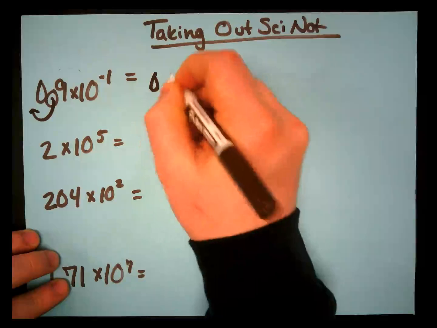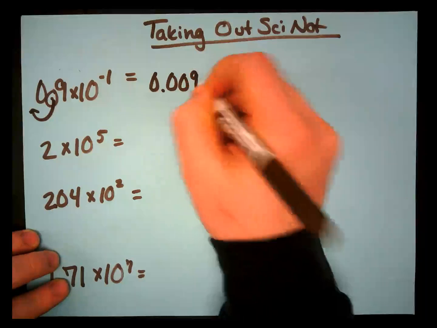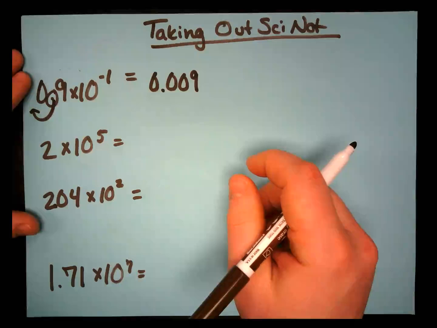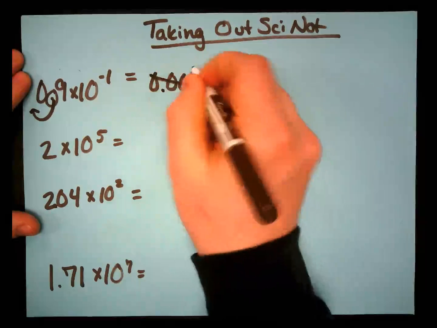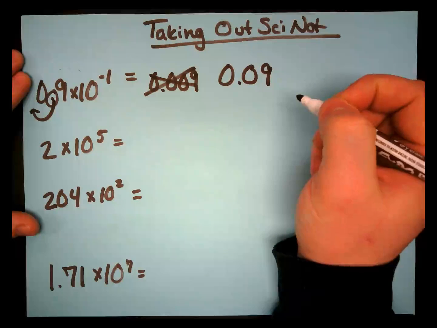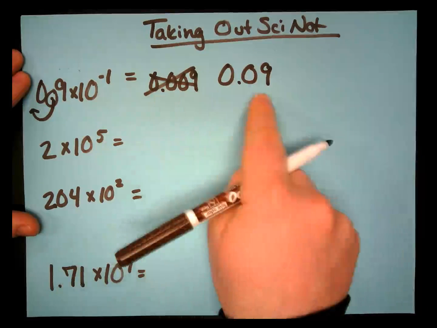So what we got here is 0.009. Okay. Which, wait a minute, that's not right. Oops, that's not right. It's just 0.09. Yeah, that's what it is. My bad. Not that, this.